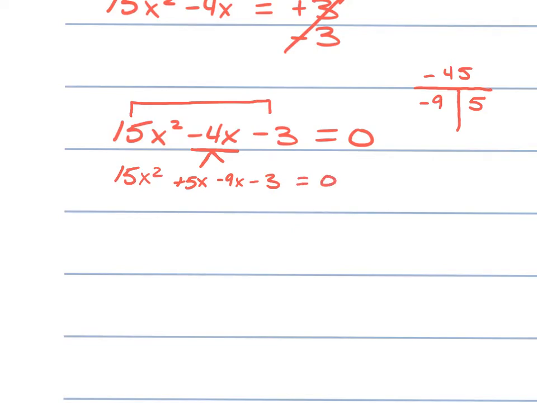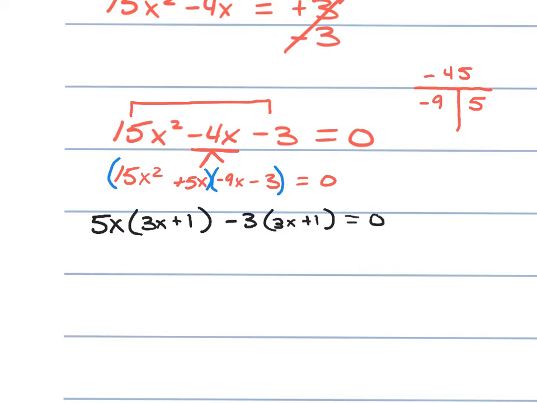How did that help me? We can group them. 15x squared and 5x have what in common? 5x, so there's a 5x out front. What's left inside? 3x. Okay. Negative 9x minus 3 has what in common? What's left inside? 3x plus 1. Good. This is our good sign. We've got that same thing again. So what are my 2 factors?